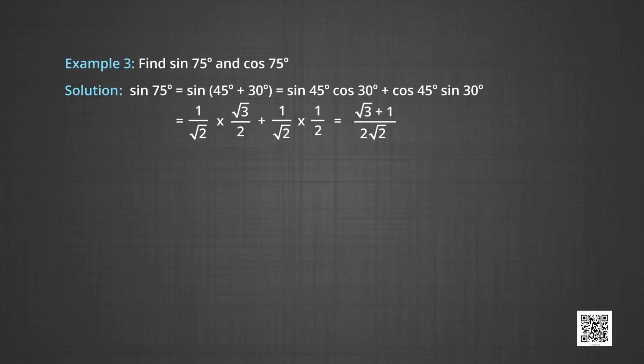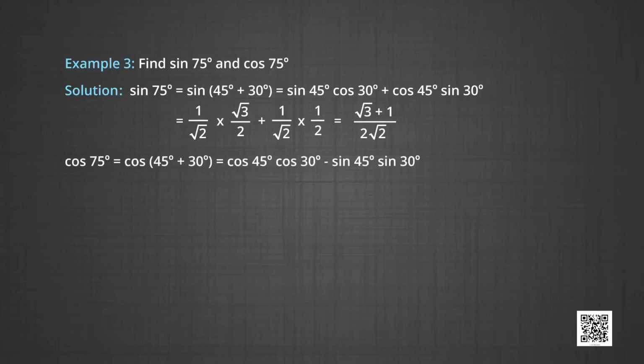Value of sin 45 is 1 by root 2, value of cos 30 degree is root 3 by 2, plus value of cos 45 degree is 1 by root 2 and value of sin 30 degree is 1 by 2. When we simplify this expression, value of sin 75 degree is root 3 plus 1 upon 2 root 2.